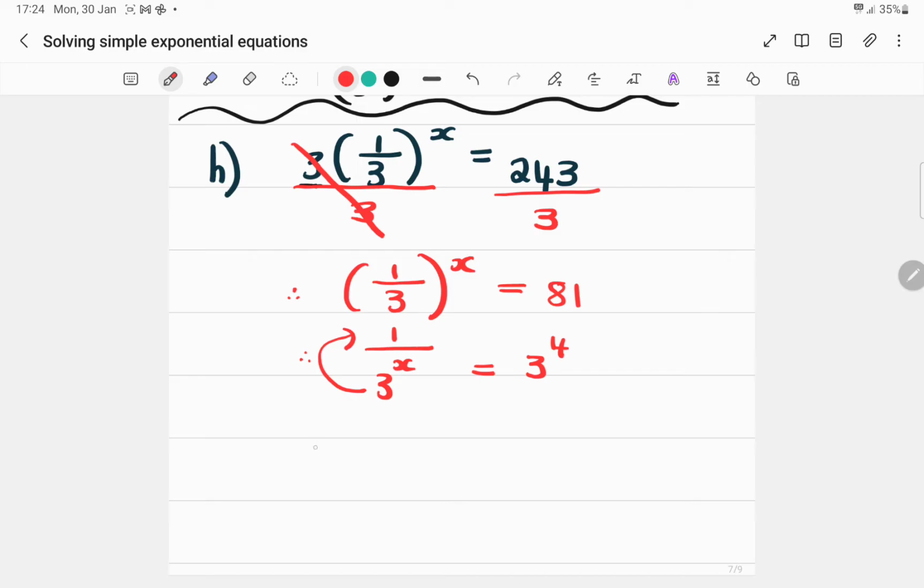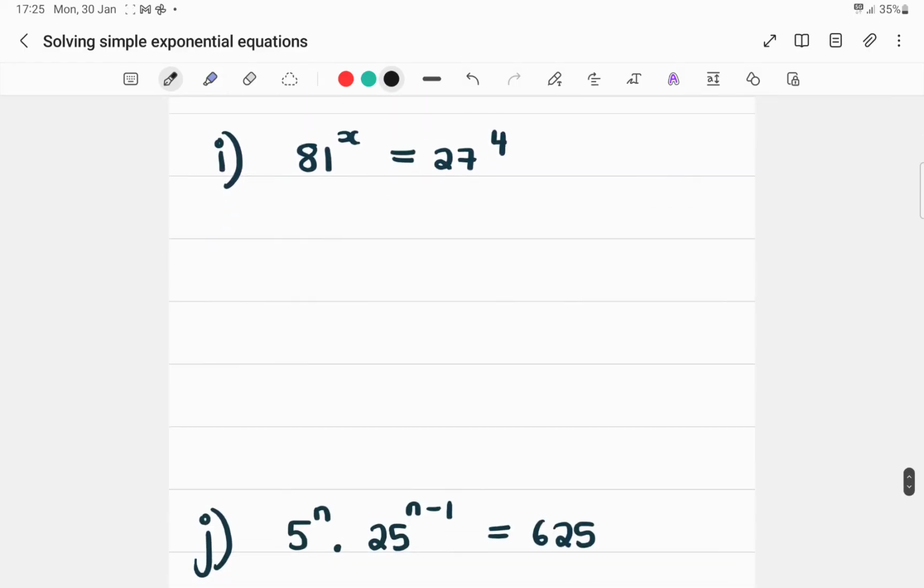Bring this one on the same level as the other one. So it's 3 to the power negative x is equal to 3 to the power of 4. You can drop it like it's hot. Thus, x is equal to negative 4. Okay, because if you divide by a negative on each side, the 4 will become a negative. Okay, again, you can test it. So 1 divided by 3, a third, all raised to the power negative 4 times by 3 gives you 243.